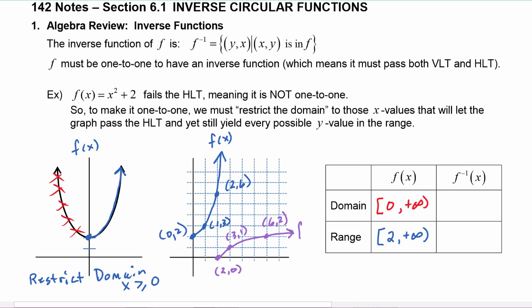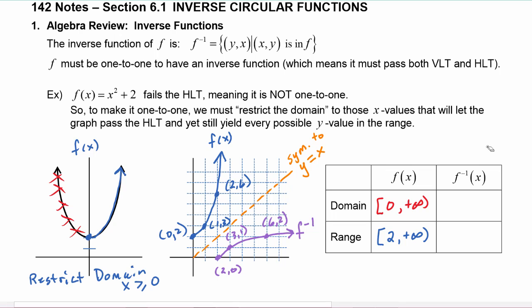So this is our graph of f inverse. Something to remember is that the graph of f inverse and the graph of f are symmetric to the line y equals x. So that means if I took the graph of f and folded it over this line, it would land right down here on top of this function, f inverse.